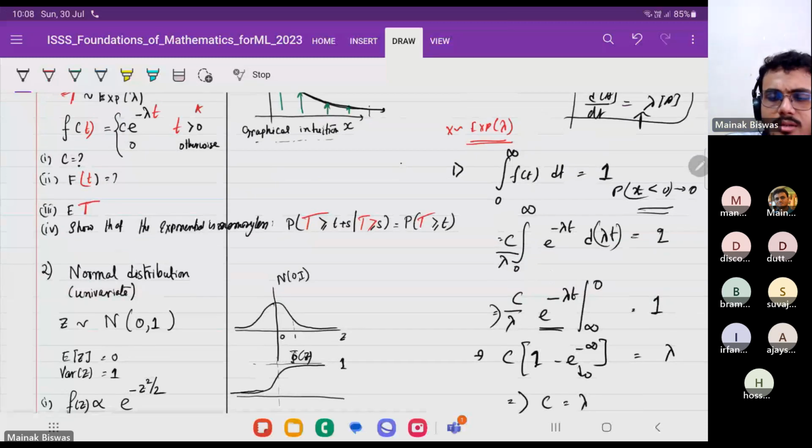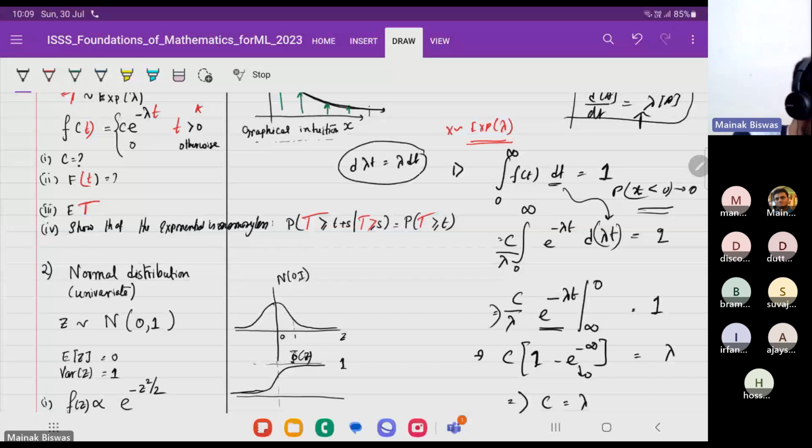How did I integrate e to the power minus lambda t? I made x equal to lambda t. So d of lambda t is lambda dt. Lambda is constant. That's why when I put that lambda inside, I put 1 by lambda outside. And similarly, I integrated that. So it's just the integral of e to the power minus x dx.